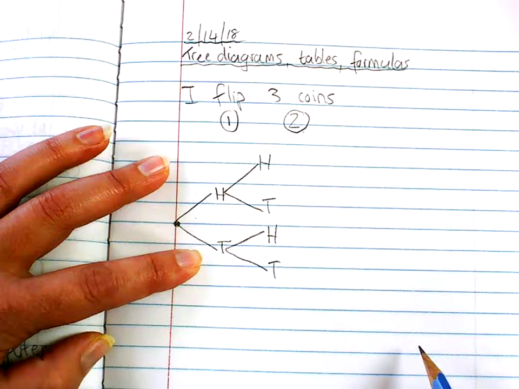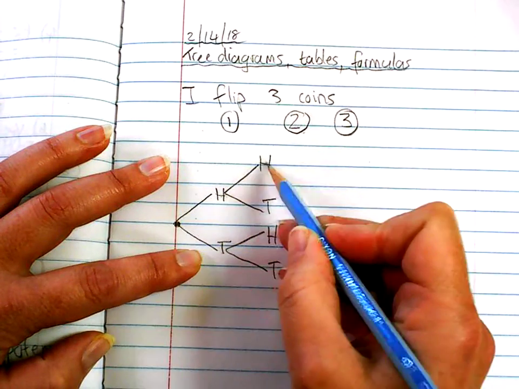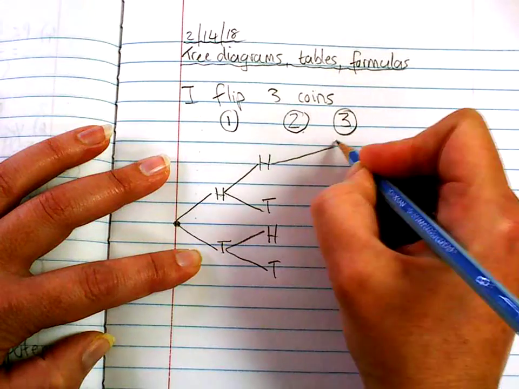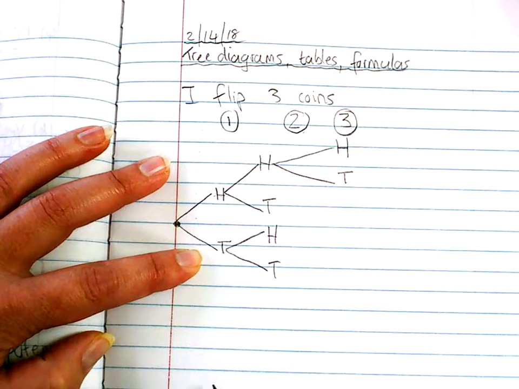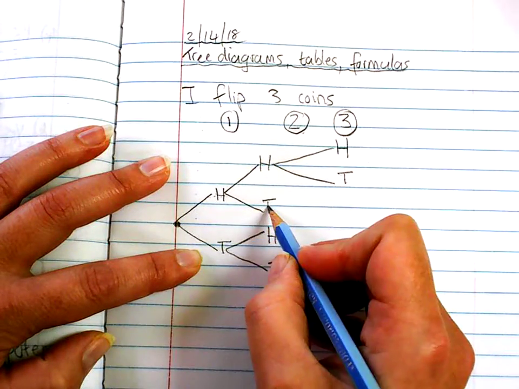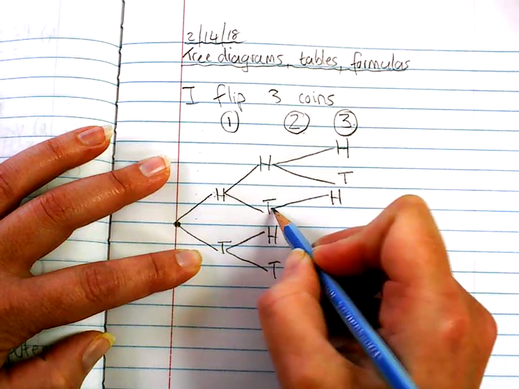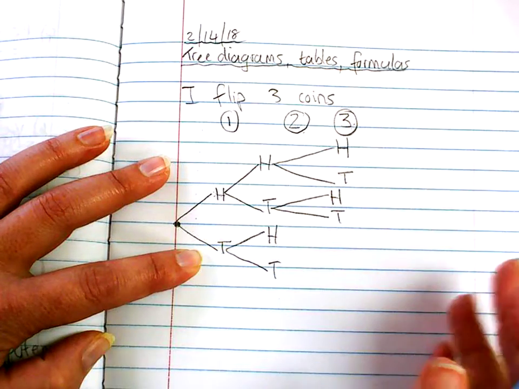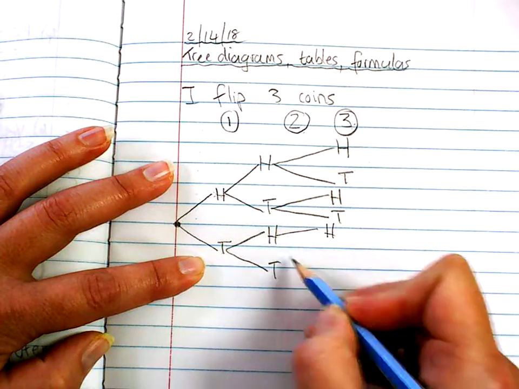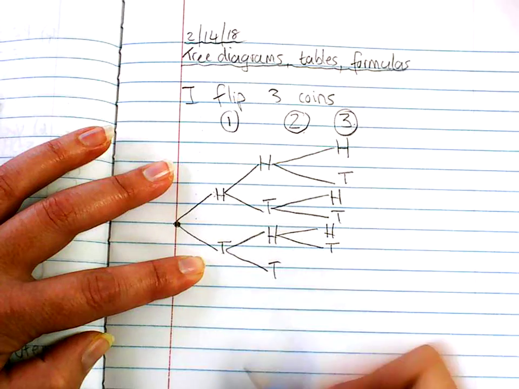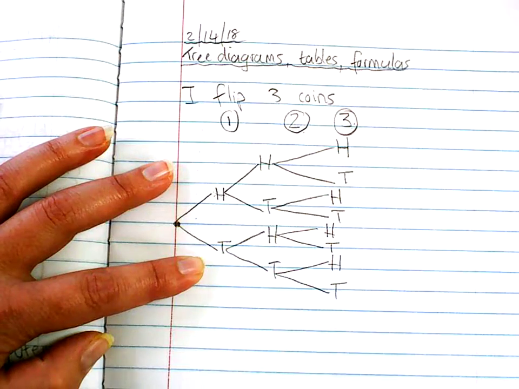Are you with me? Now we're going to do the third coin. Along with this heads and this heads, the third coin could also be heads or it could be tails. Along with my first and second coin being heads, tails, my third coin could be heads or tails. See how I'm squashing things in so that it fits in? And my third coin could either be heads or tails with this heads, and again heads or tails with this tails.